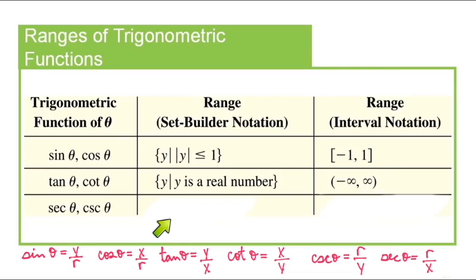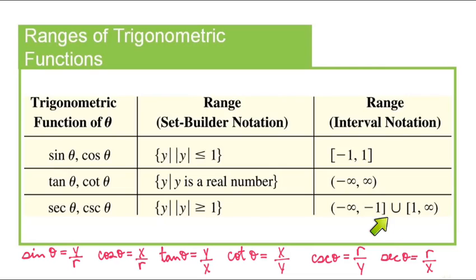So in range, and I keep saying range, in set builder notation, we would say that our function value can be anything as long as its absolute value is greater than or equal to 1. In interval notation, we would say all the numbers from -infinity to -1 and all the numbers from 1 to infinity are valid for secant and cosecant.